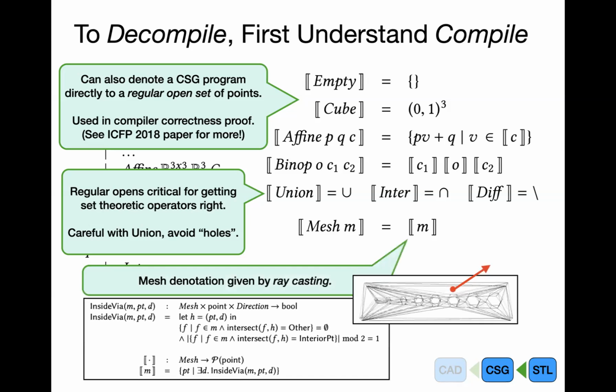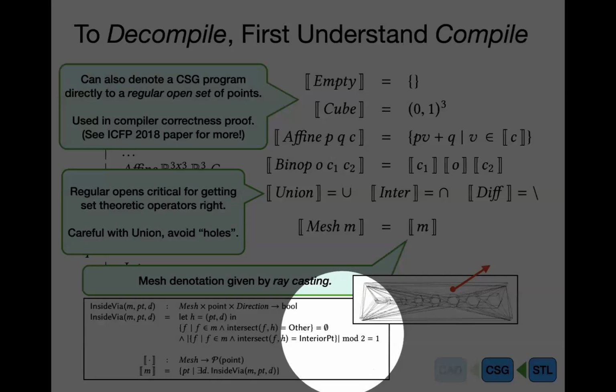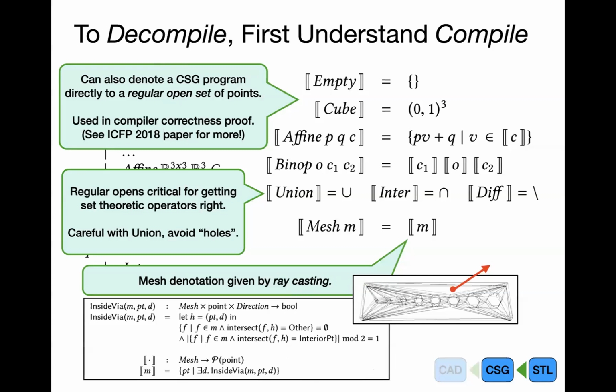And they bottom out here with the mesh semantics, and that's just given by ray casting. The details aren't super important, but at a high level, you pick a random point, you cast a half line, you cast a ray out of that point, and then you count the number of triangles in the mesh you cross. And if the number of triangles is even, then you are outside of the mesh, and if it's odd, then you are inside of the mesh, right?